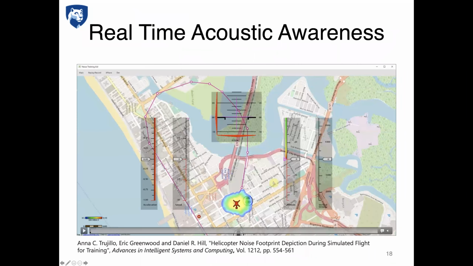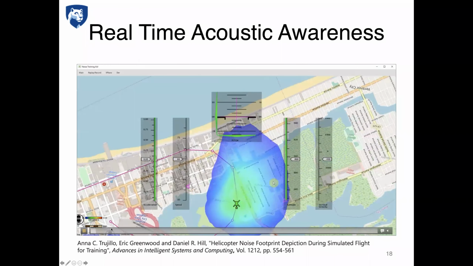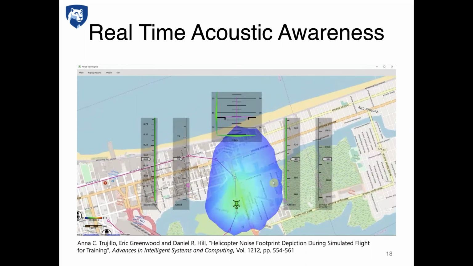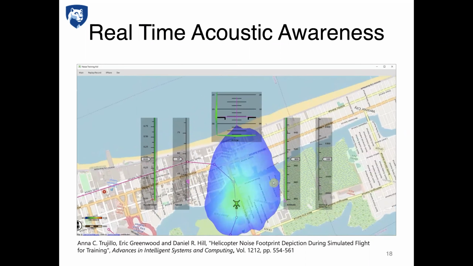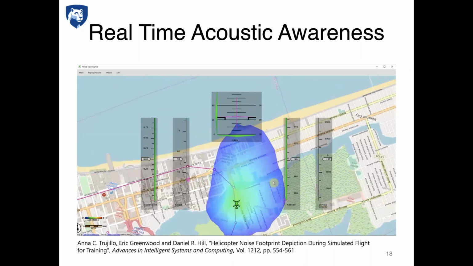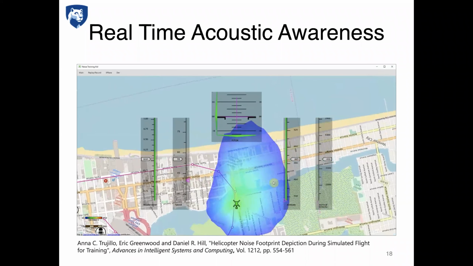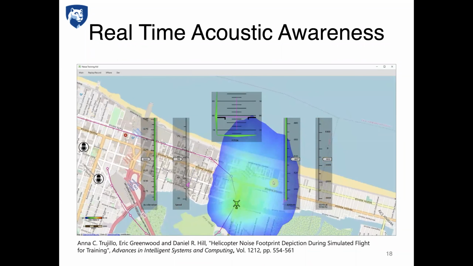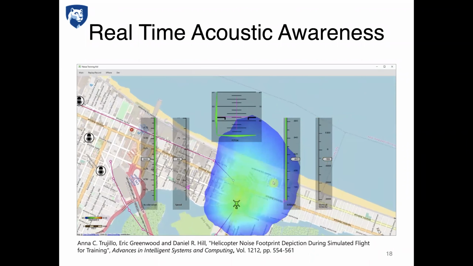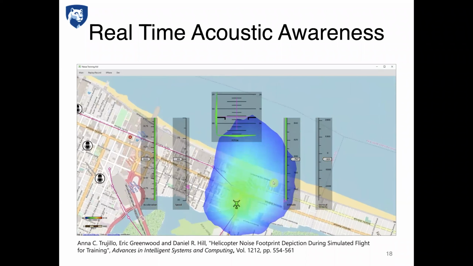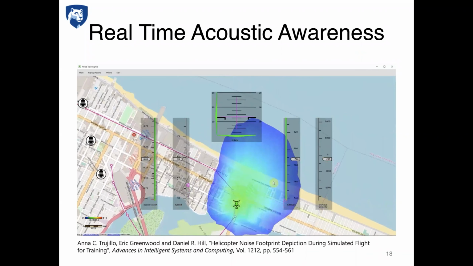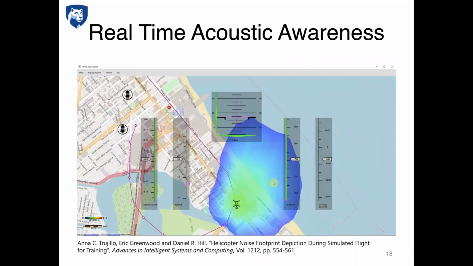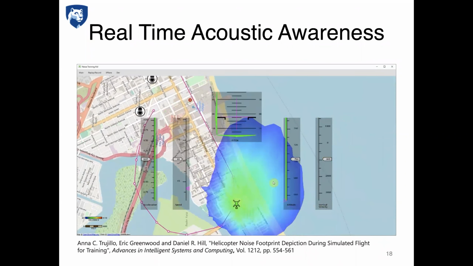And having a model like this that gives us quite a bit of detail, we can now apply it relatively quickly compared to another model, in fact, in real time. So this is an example from a noise training aid that I worked on with Anna Trujillo and Dan Hill at NASA Langley. And this can show a helicopter pilot the footprint of the vehicle in real time, specific to their particular set of operating conditions, configuration of the helicopter, and weather, in order to help inform helicopter operations to keep that noisy footprint outside of populated areas as much as possible.